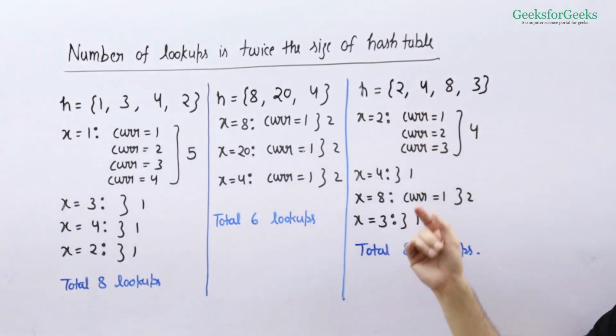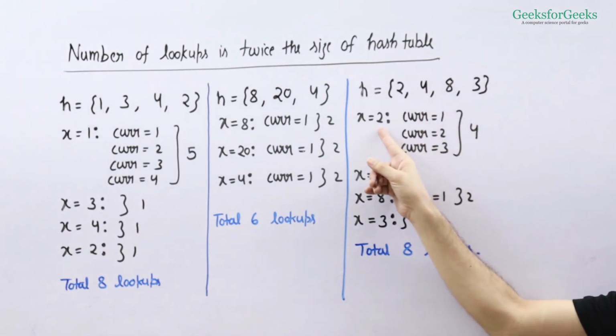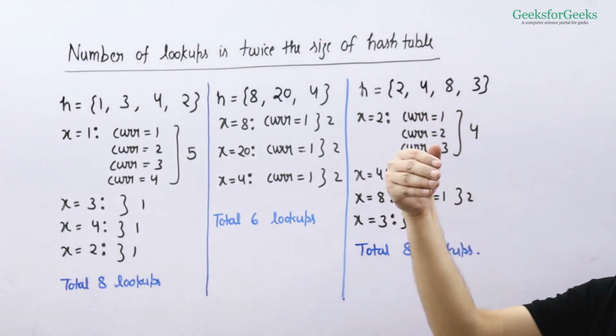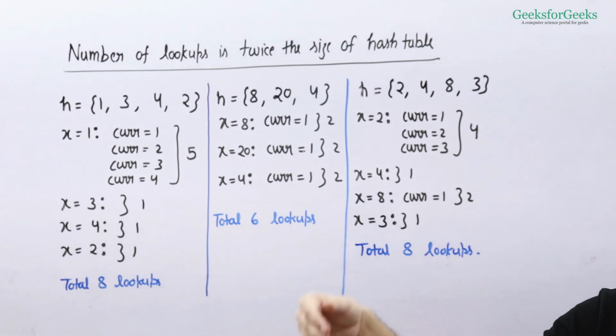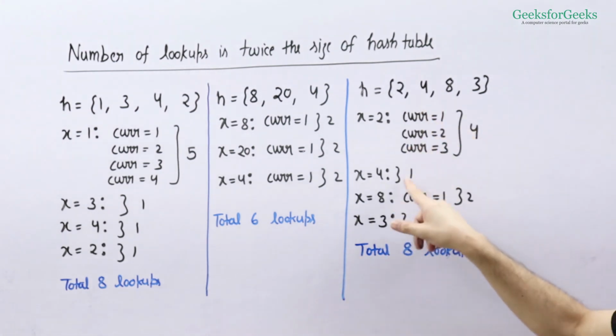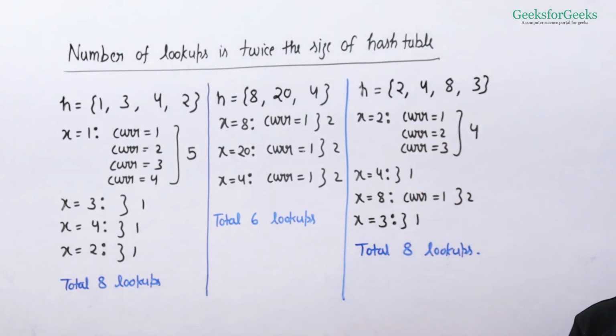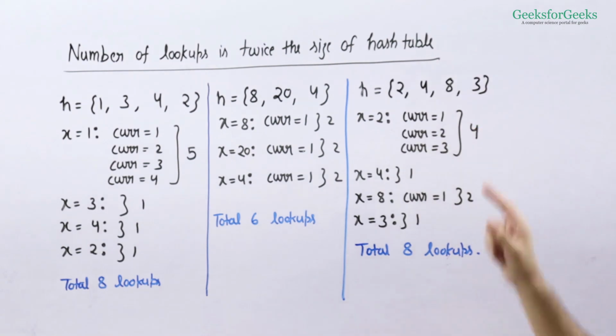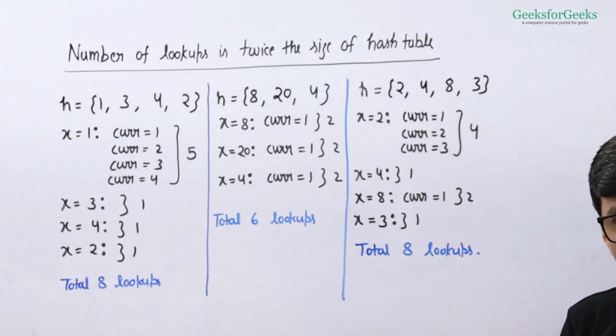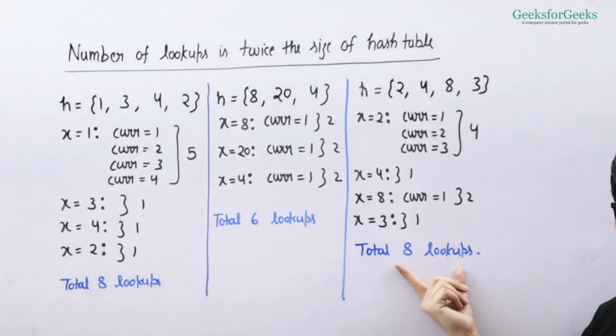In this example, we are doing 4 lookups for x equal to 2, right? We look up 1, then 3, then 4, then 5. For 4, we are doing 1 lookup, we look up only 3. For 8, we are doing 2 lookups. We look up 7 and then 9. For 3, we are doing a lookup for 2, right? Only 1 lookup. Again, we have a total of 8 lookups.